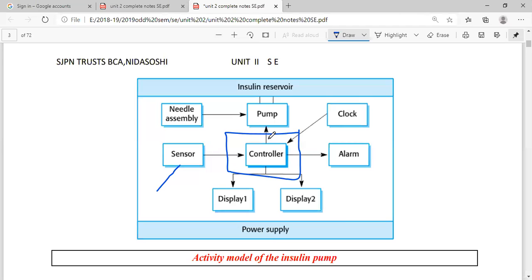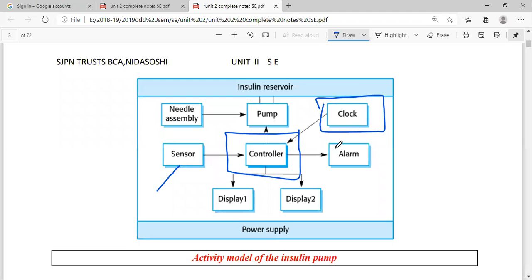There is a microcontroller which is installed inside that hardware. Inside that system, the microcontroller takes two inputs: one is the blood sugar level and the second is the timing. So the user has to set the timings, how many times the insulin has to be provided to the patient.